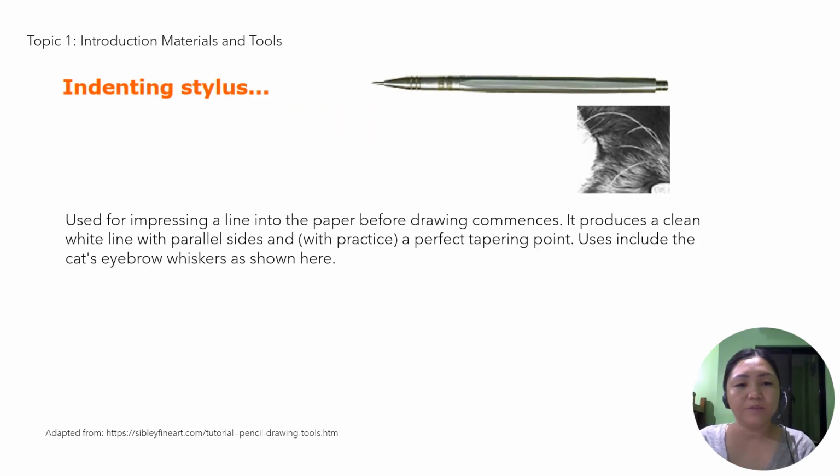Indenting stylus. This is used for impressing a line into the paper before drawing commences. It produces a clean white line with parallel sides and, with practice, a perfect tapering point. Uses include the cat's eyebrow whiskers as shown here.